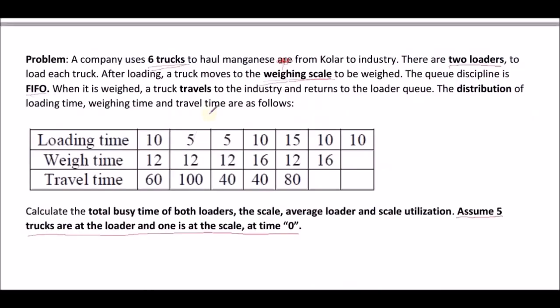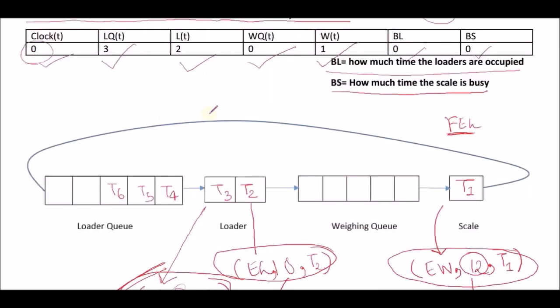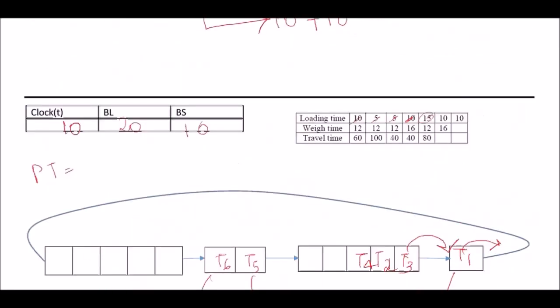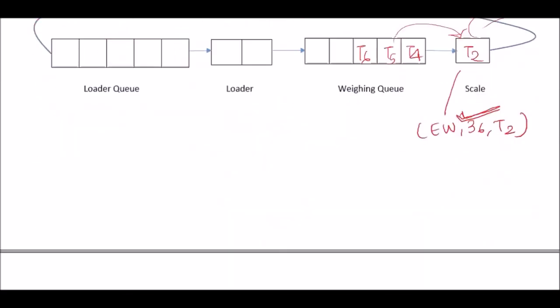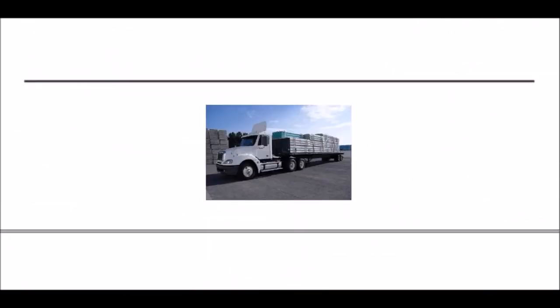Now the first two things are answered. That is, if we go back to the question, the total busy time of both the loaders and the scale. That is how we get, at the end, where we finally accumulate and find out what the cumulative busy time is going to be. Now the next thing that they ask is average loader utilization.